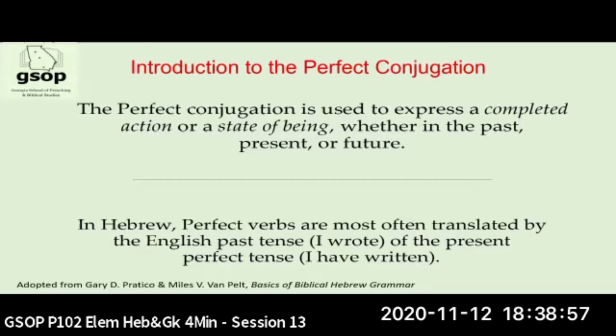We've mentioned this. I wrote. Of the present tense, I have written, but they always try to put it in the past form, whether you're talking about present or future. I will have written. It still would be the call perfect conjugation.